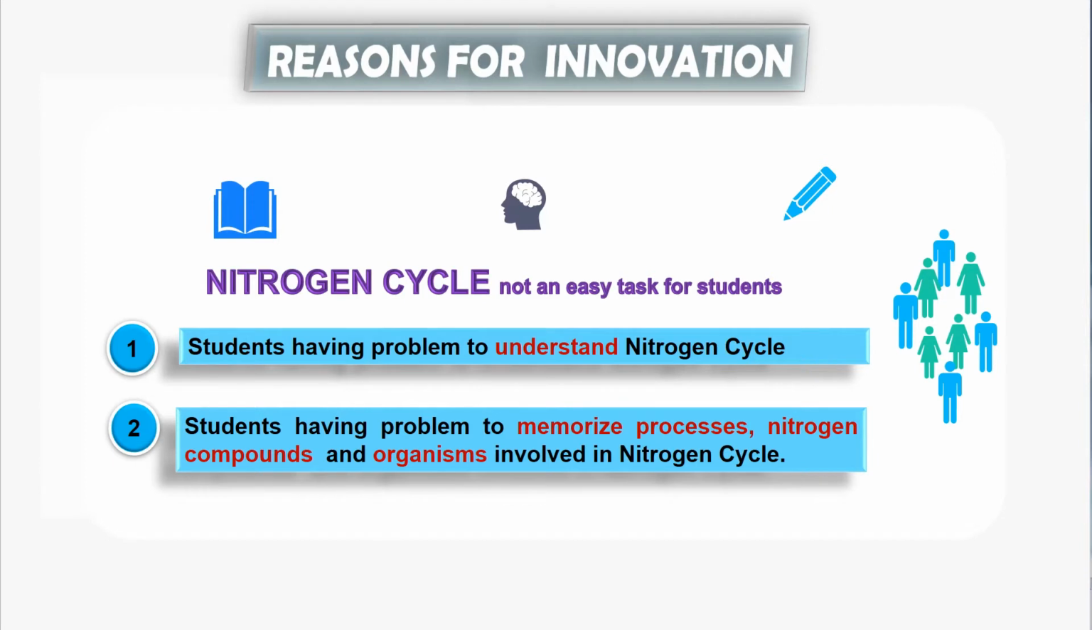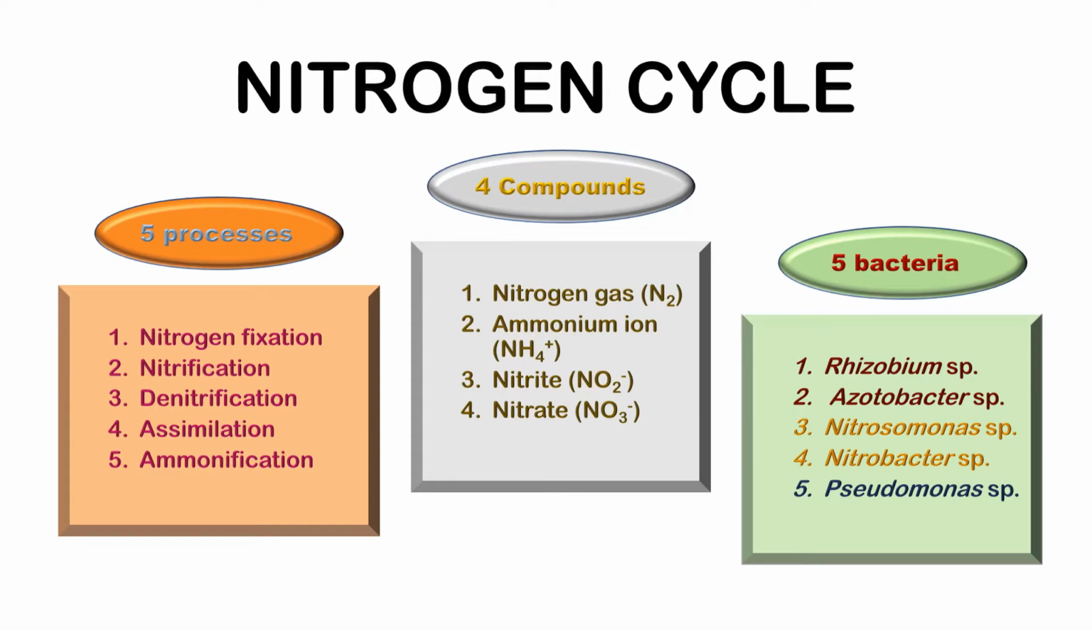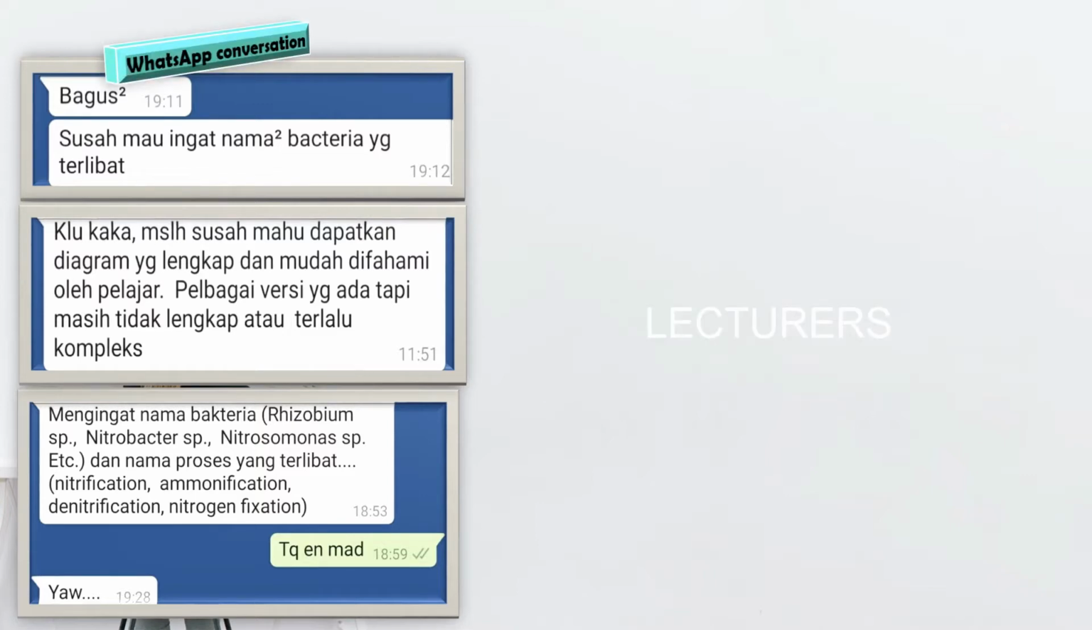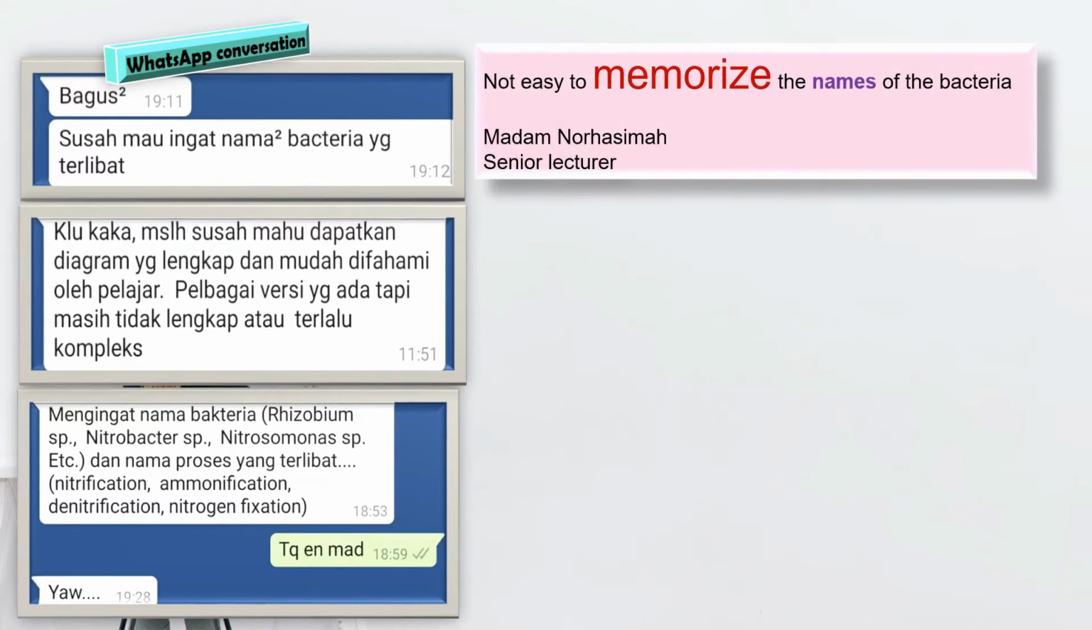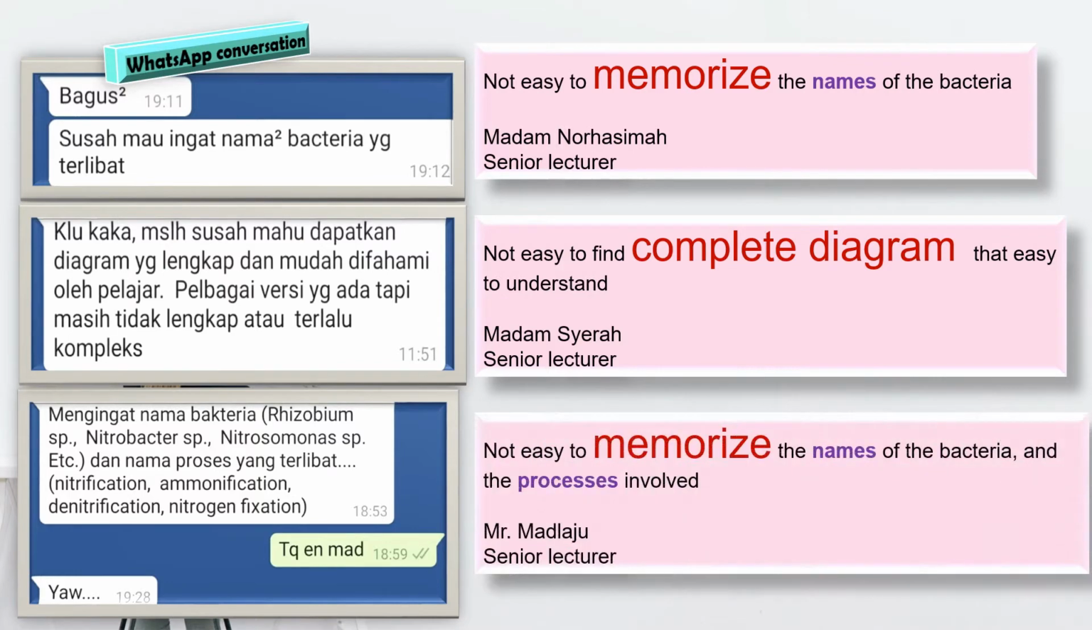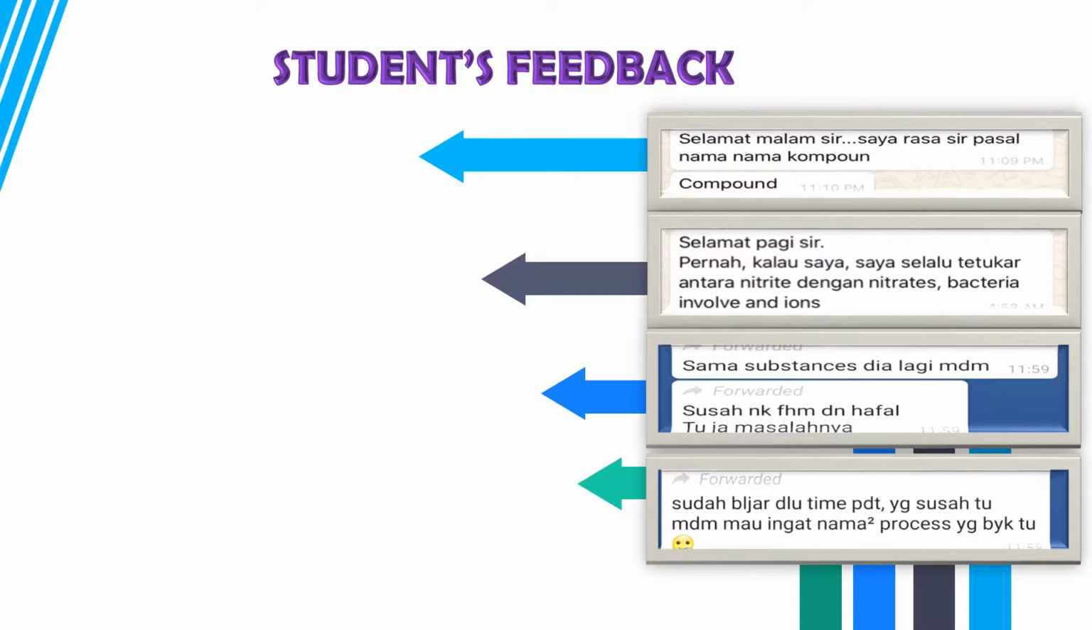The reason why we came up with this idea is that, as lecturers, we were aware that the nitrogen cycle is not an easy task per student. Students need to memorize 5 different processes, 4 different nitrogen compounds, and 5 different bacteria. We asked our fellow lecturers, what is the situation? Their responses are: not easy to memorize the names of the bacteria, not easy to find a complete diagram, and not easy to memorize the names of bacteria and the processes involved in the nitrogen cycle.